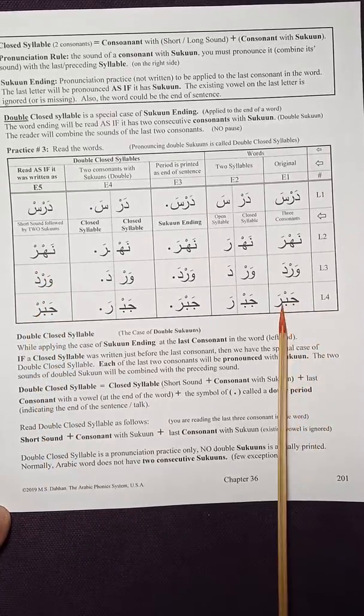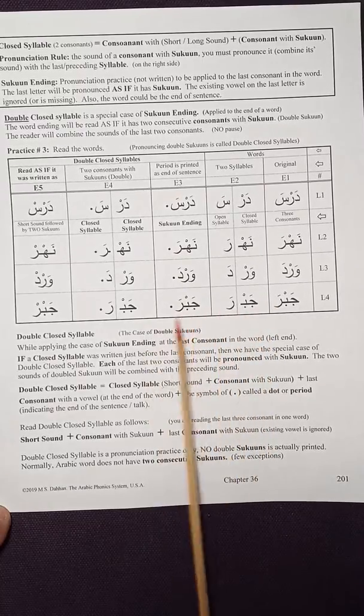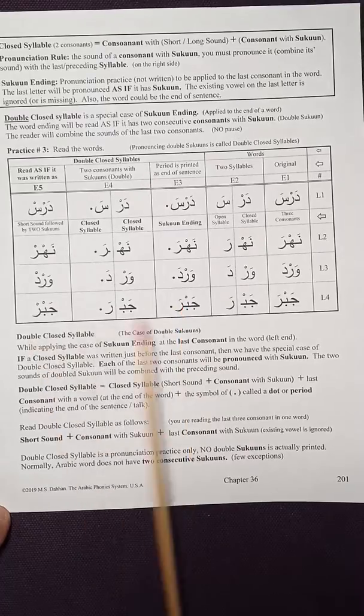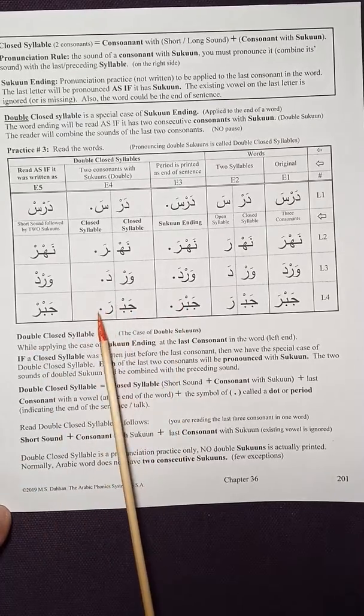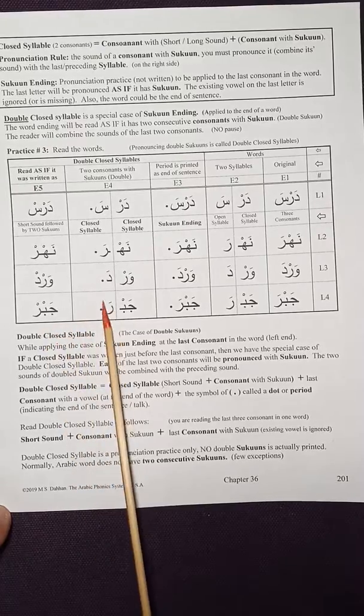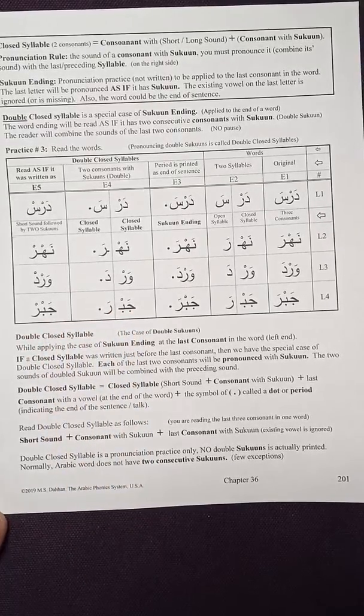The last one, jabra. So 2 syllables, and here we put a dot. So the last consonant is not ra anymore. It has sukoon. So this one is a new open sukoon. Open to closed syllables, and we pronounce it like this, jabr, jabr. Okay.